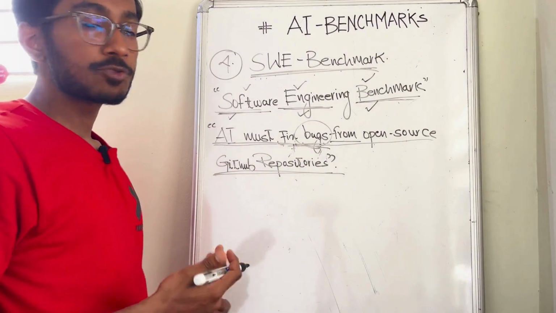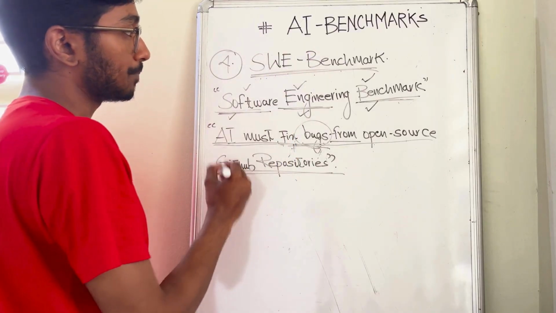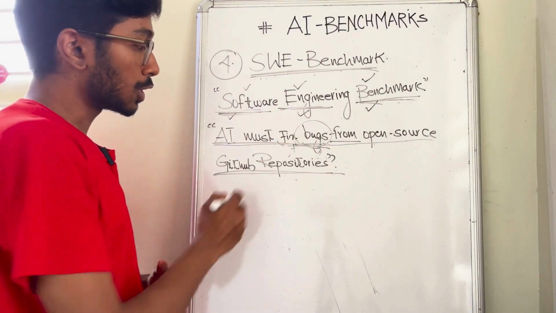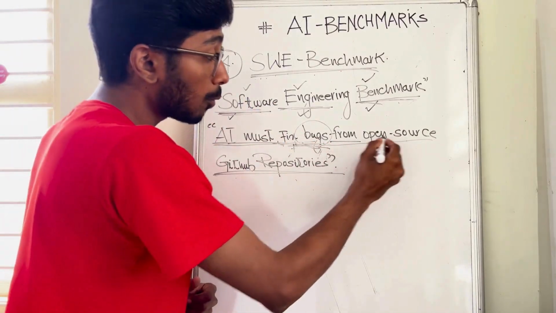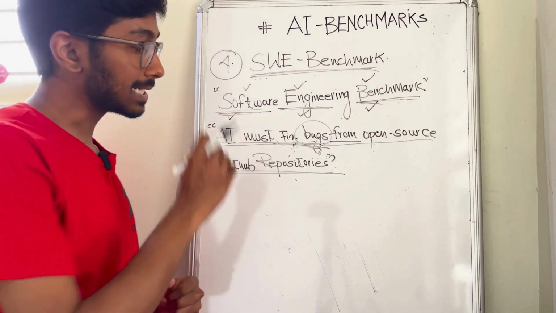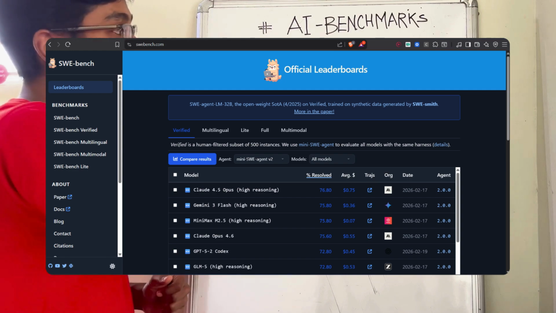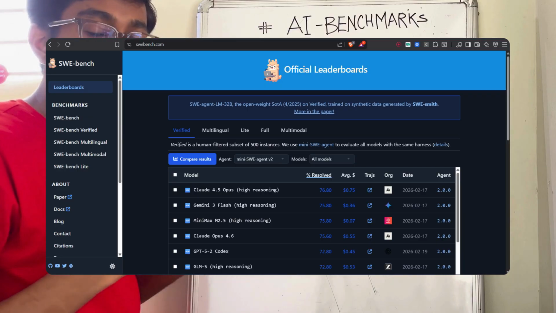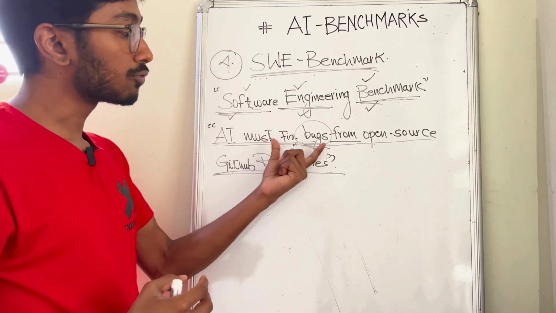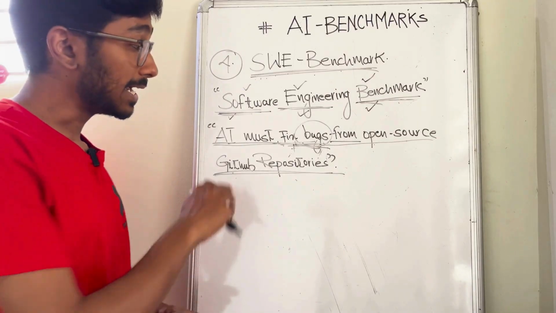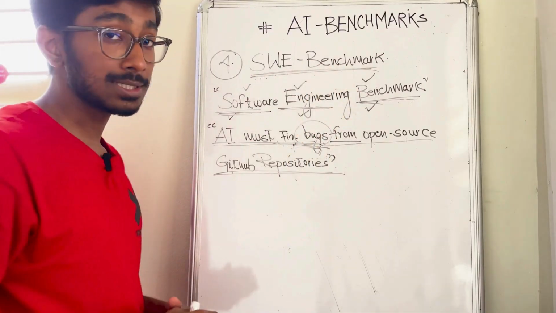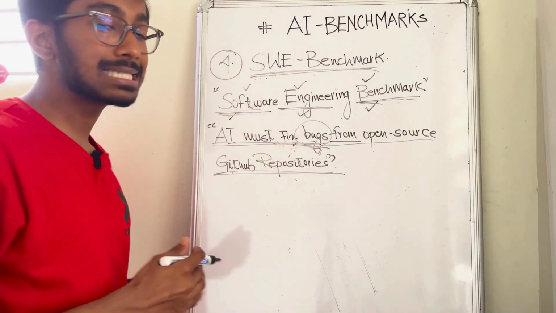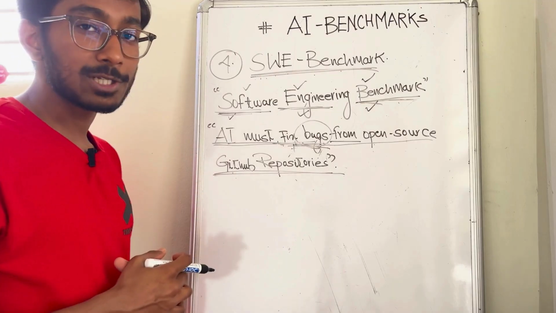The next benchmark for this video is SWE benchmark. It means Software Engineering Benchmark. This benchmark is used to see whether the AI can fix bugs from open source GitHub repositories. In fact, there is a website which shows live SWE benchmarks of all the AI models. This SWE benchmark is used to understand how the AI is able to fix the bugs from an open source GitHub repository. If it is able to surpass this benchmark, that is, fixing bugs from open source GitHub repositories, it has successfully passed the SWE benchmark. Now let's move to the next benchmark.